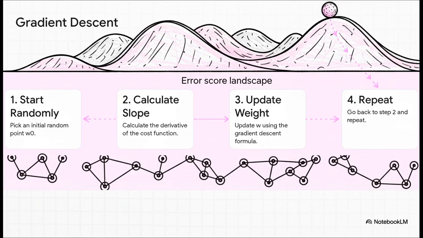You start somewhere random on that landscape. Then you look around and figure out which direction is the steepest way downhill. You take one small step in that direction, then you stop, look around again, find the new steepest way down, and take another step. You just keep repeating that process, always stepping downhill, until you've rolled all the way to the bottom of the valley where the error is as low as it can get.